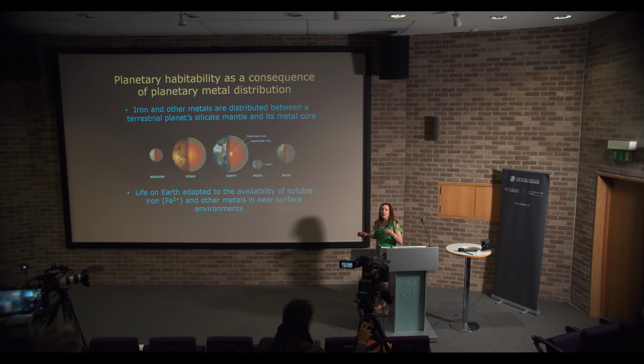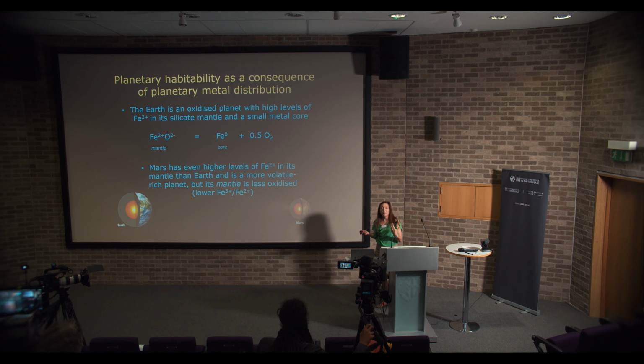The other key constraint here is that life on Earth is adapted to metal availability, specifically adapted to the availability of soluble iron, whether that's worrying about crops and fertilizer or whether that's us taking iron supplements. Life as we know it has adapted to the near surface availability of many key elements and metals.